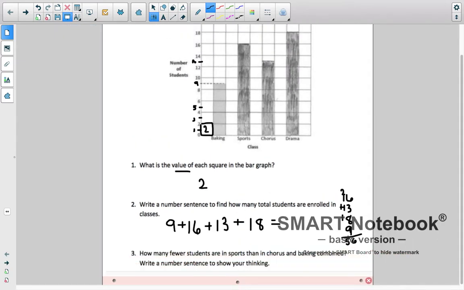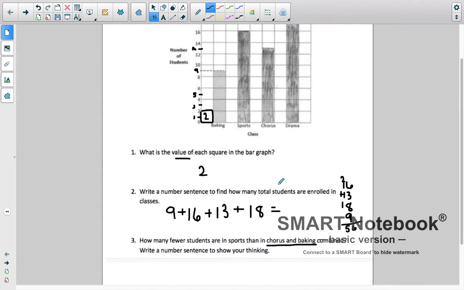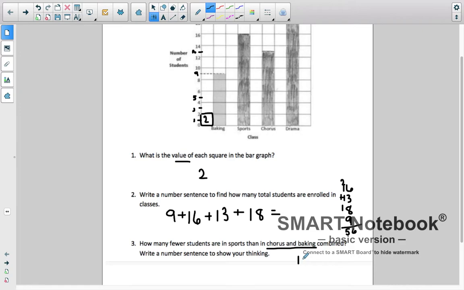All right, let's look at number 3. It says, how many fewer students are in sports than in chorus and baking combined? So we have to write a number sentence to show our thinking. So how many fewer students? So let's find out how many people were chorus and baking. We found out it over here, but let's just double check. So we found out that there were 13 people in chorus, and there were 9 people in baking. So we have to add those together because it says combined.